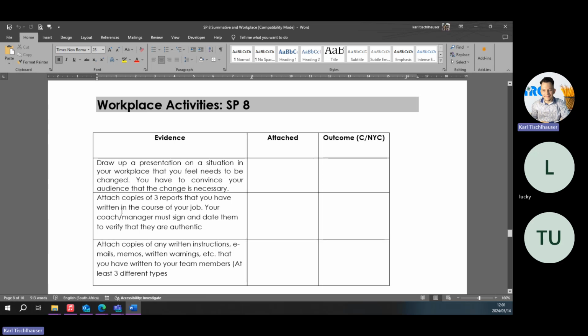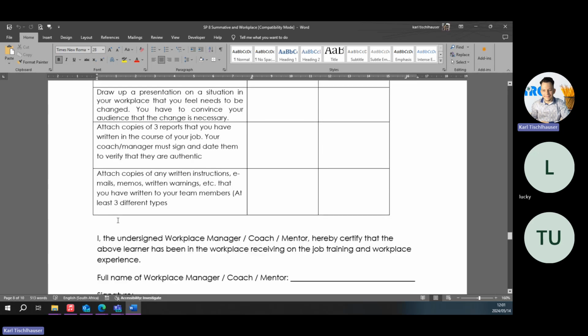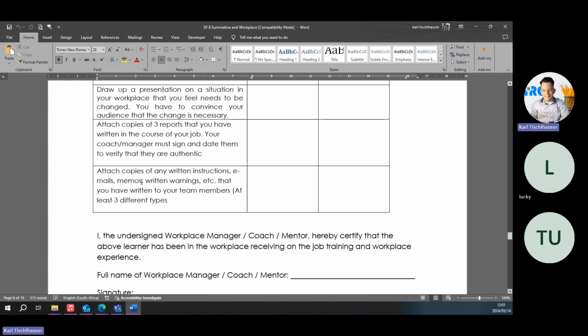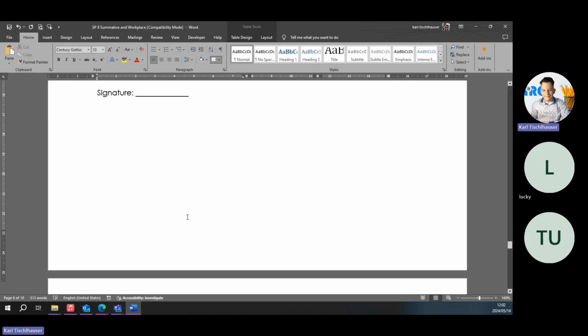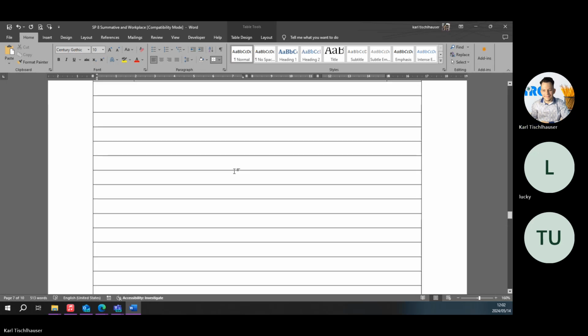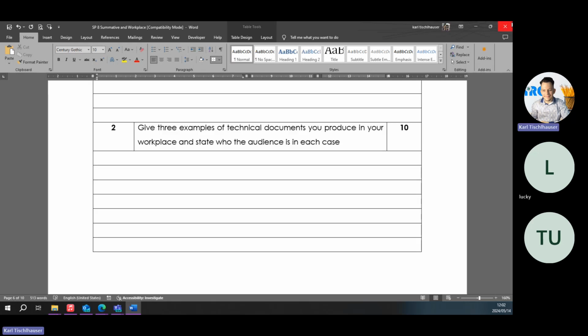Then it says attach 3 reports that you have written in the course of your job. So yeah, you can find templates, you can find draft samples online. You can also use that as evidence. Then it says attach copies of written instructions, so an email, a memo, or even a written warning. But you must have at least 3 different types. Okay, and that's basically the workplace requirement for SP8. Okay, that's SP6 and SP8. In our later session, we will do SP7.